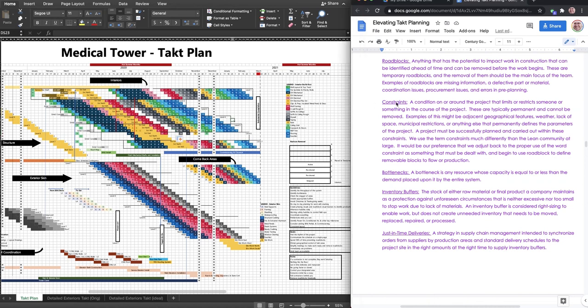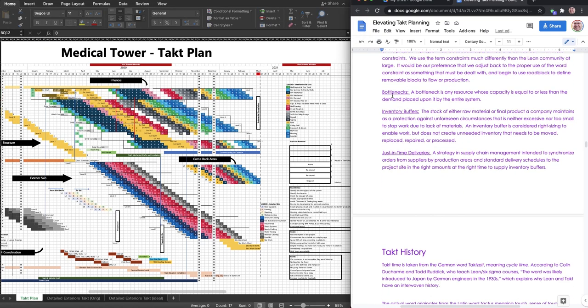Okay, constraints. Constraints are things that we just have to deal with. Let me give you an example. On this job, the design for underground MEP for slab on grade will not be done in time. So the first floor is constrained by the fact that this won't be done in time for design. Therefore, we have to move the production of the level 1 later on in the system. That's a constraint. We can't get rid of it. It's just something we have to deal with.